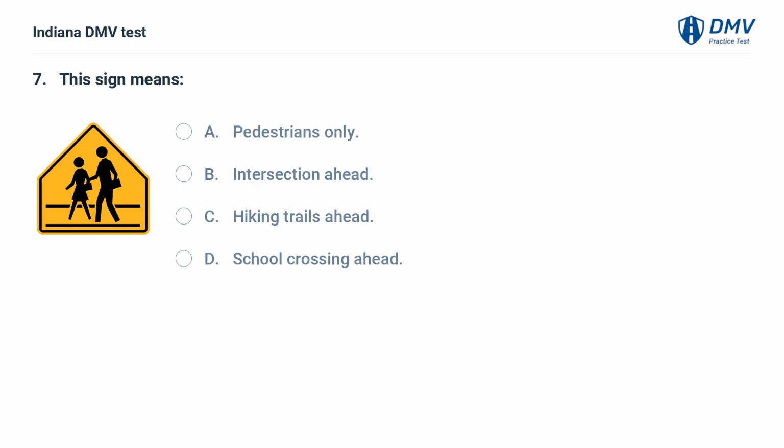This sign means A. Pedestrians only. B. Intersection ahead. C. Hiking trails ahead. D. School crossing ahead.